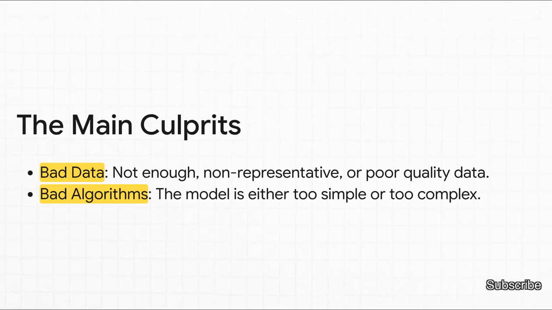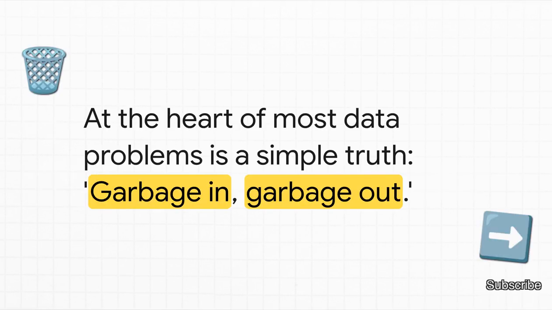Most problems really boil down to one of two main culprits. It's either the study material itself is bad, that's bad data, or the student just isn't right for the test. That's a bad algorithm. You either have junk ingredients or you're using the wrong recipe. And when it comes to the data, there's one golden rule that everybody in this field lives by. It's simple. Garbage in, garbage out. If the information you feed your model is garbage, the results that come out the other side are going to be garbage too. There's just no way around it.